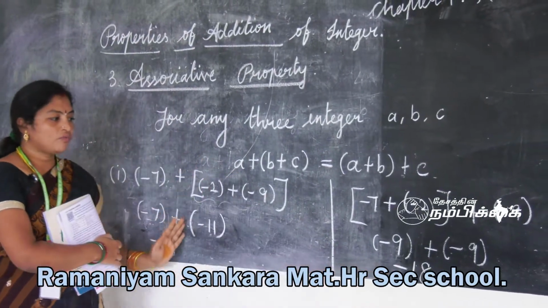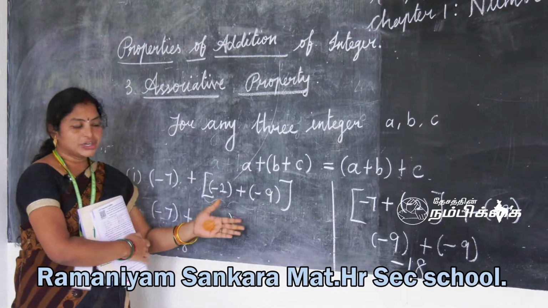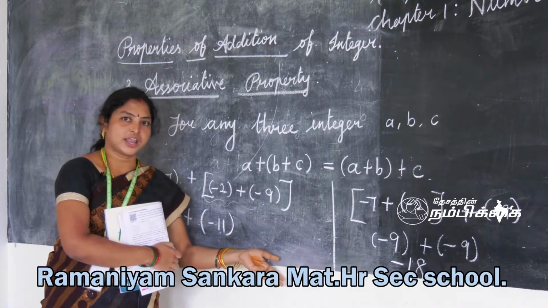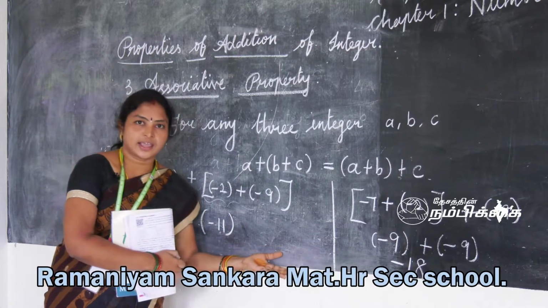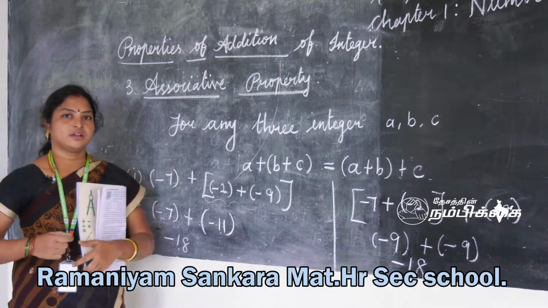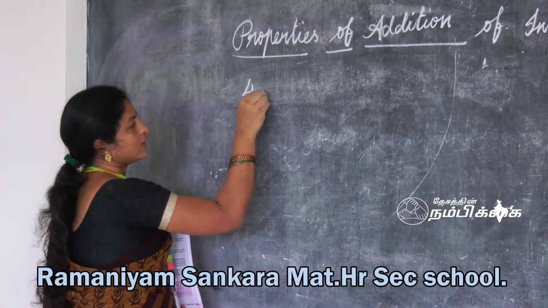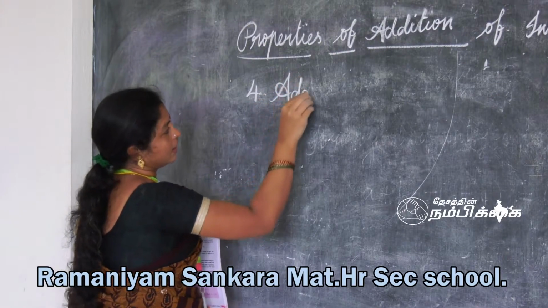So when we regroup the order in addition, the value does not change. The value is same. Okay, so this is called associative property. Next property is additive identity. This is the fourth one. Additive identity.